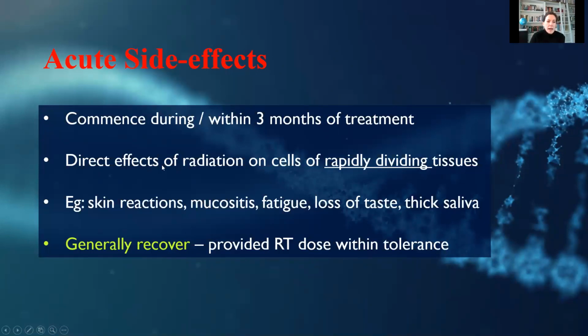They are due to the direct effects of the radiation on the cells of the rapidly dividing tissues, which I've mentioned already. That's because they are turning over very quickly, and therefore as they divide, they manifest the DNA damage and they die. The examples would be the skin reactions that we see in head and neck cancer radiotherapy, and the mucositis, fatigue, loss of taste, the thick saliva. They generally recover provided the radiotherapy has been given within tolerance of those organs. Some of them obviously go on to become late effects, but thinking more of dry mouth, all of these go away if you haven't exceeded the dose.